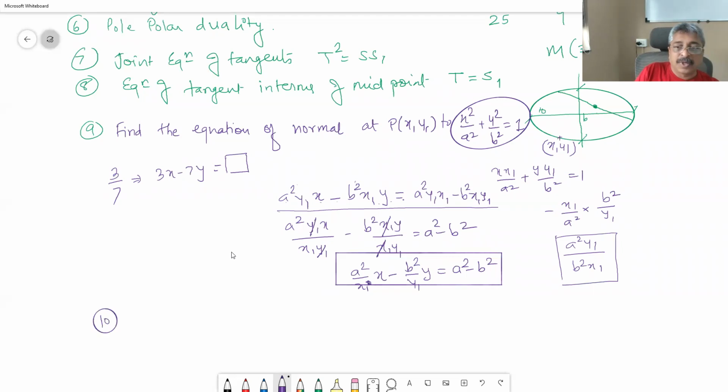Then at P theta, find the equation of normal at P theta. Cosmetic changes.